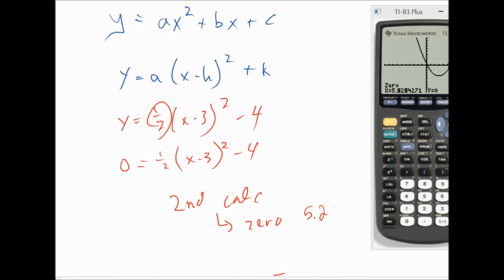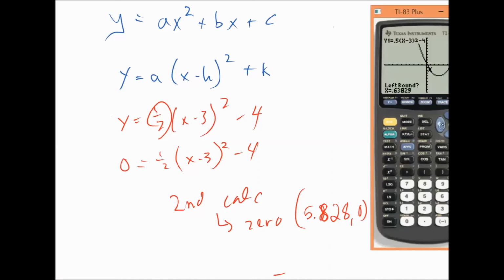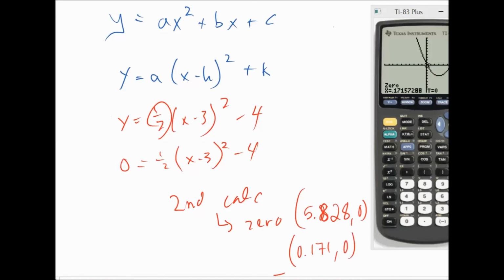So I'm not sure how they'll have you enter this, (5.828, 0). That's the ordered pair. Of course, x equals 5.828 at that 0. Let's calculate the second one. So second, calculate, zero. Left bound. Okay, we need to go to the left of the other zero, where y equals 0. And the right, we'll go to the right of it. It says x equals 0.171, comma 0. So both of these places are the x-intercepts. Both of these are the zeros of this equation.